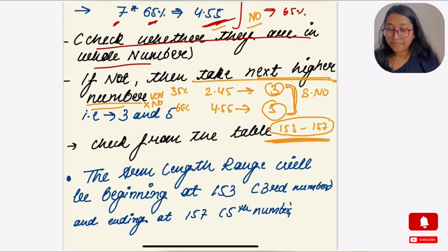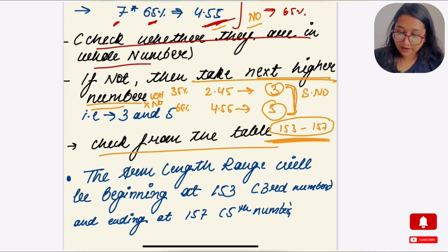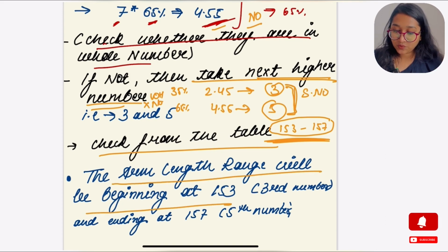Is this clear? So this was another step. Check from the table. We have checked from the table and the numbers are 153 to 157. The arm length range will begin at 153. Yes.